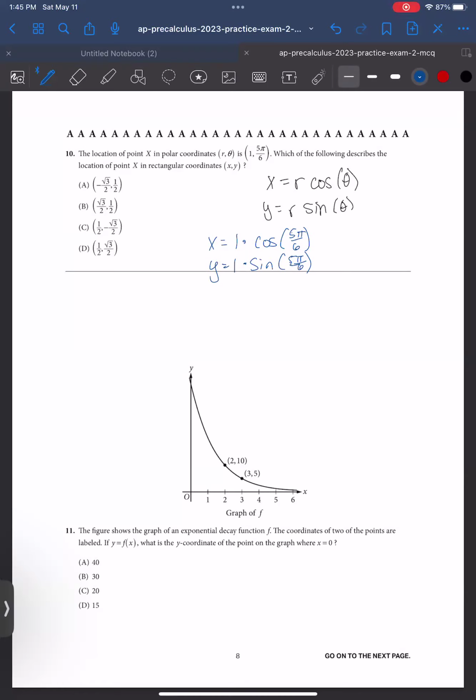So what are the xy points for 5 pi over 6? Negative square root of 3 over 2, comma 1/2. So the answer is A.